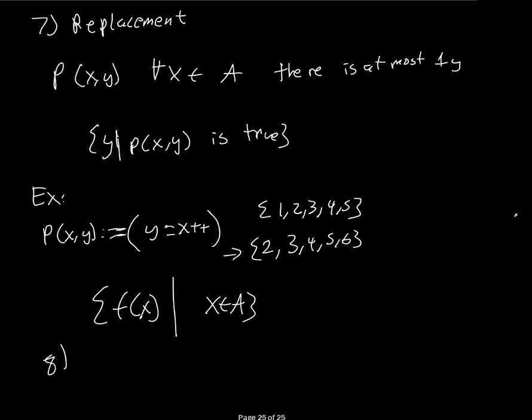Axiom 8, I'll just go over it. Axiom 8 is called the axiom of infinity. No idea why it's called this, but it essentially states that the natural numbers exist and the natural numbers follow the Peano axioms.